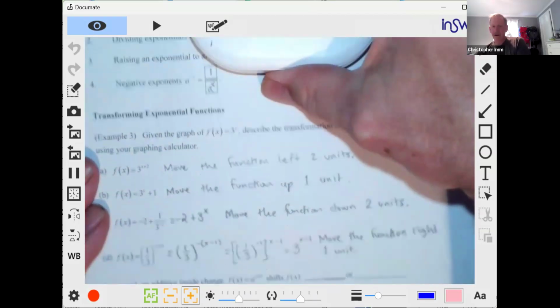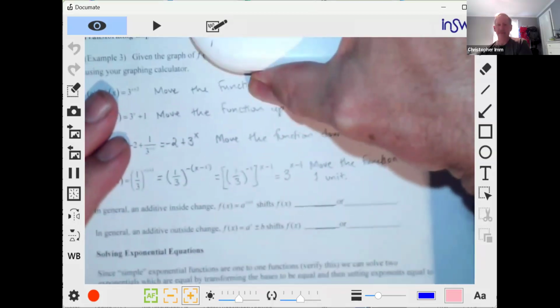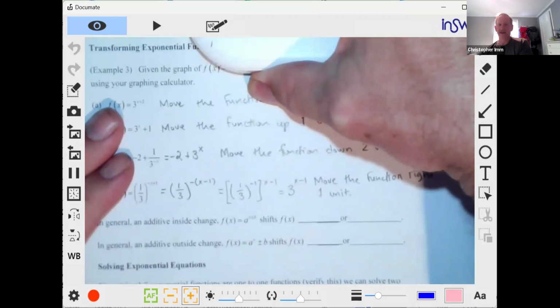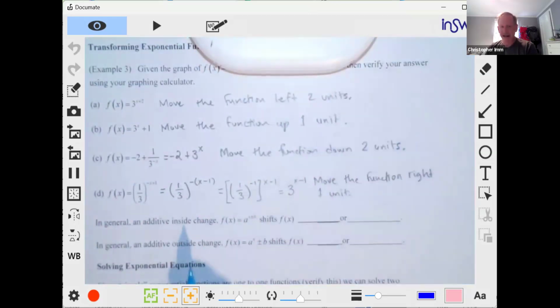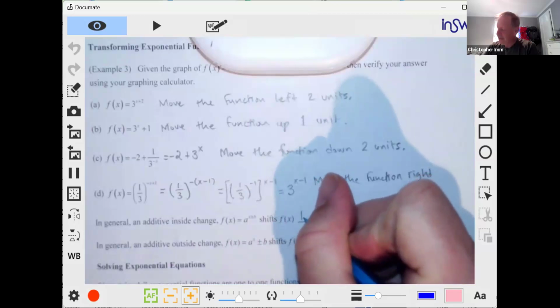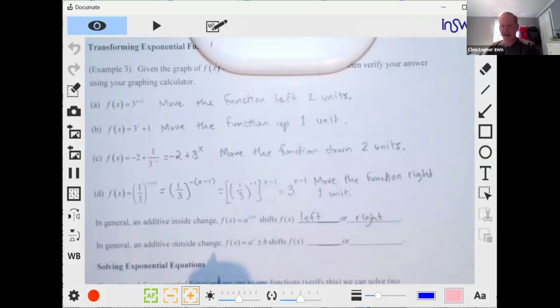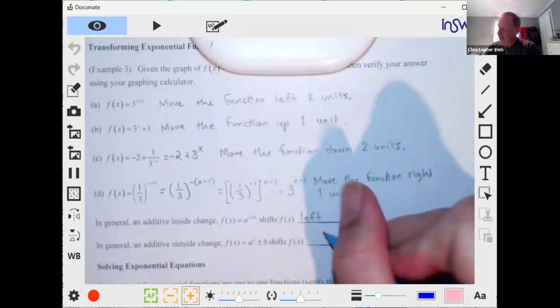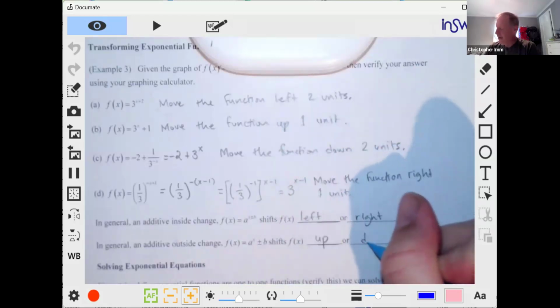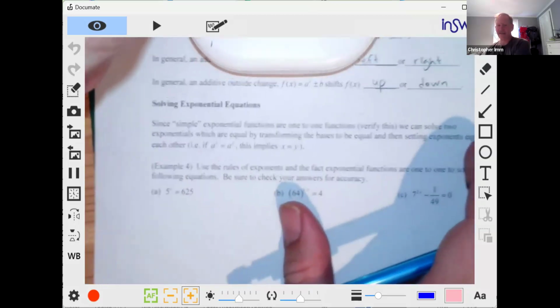So in general, when we have exponential functions, things happen just like we learned with other functions. An additive inside change, a to the x plus or minus b, shifts the function either left if we have positive, or right. Those are the inside changes. The outside change, a to the x plus or minus b on the outside, is going to move the function up or down. Okay, so that's more about the graphs.